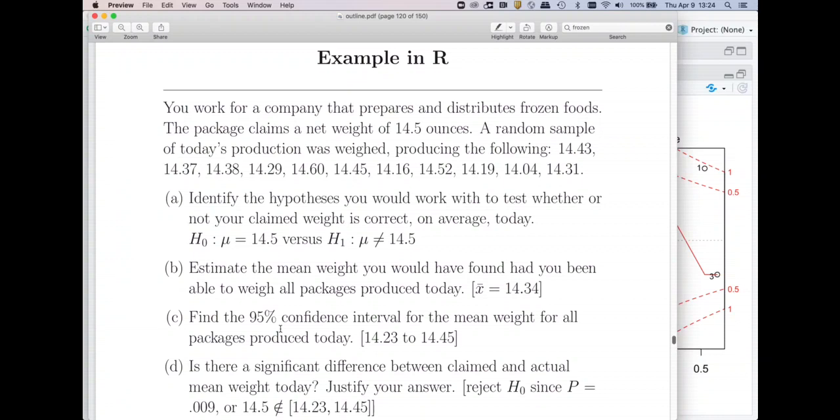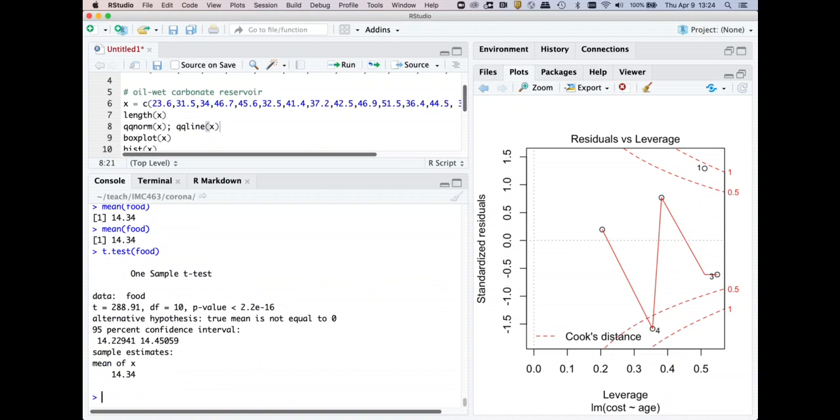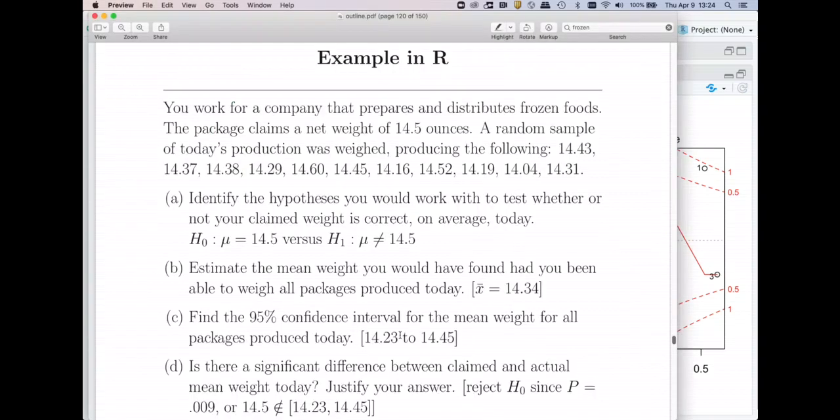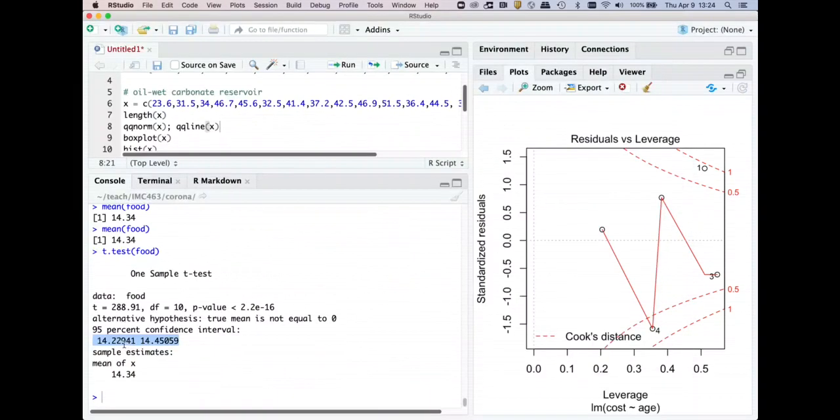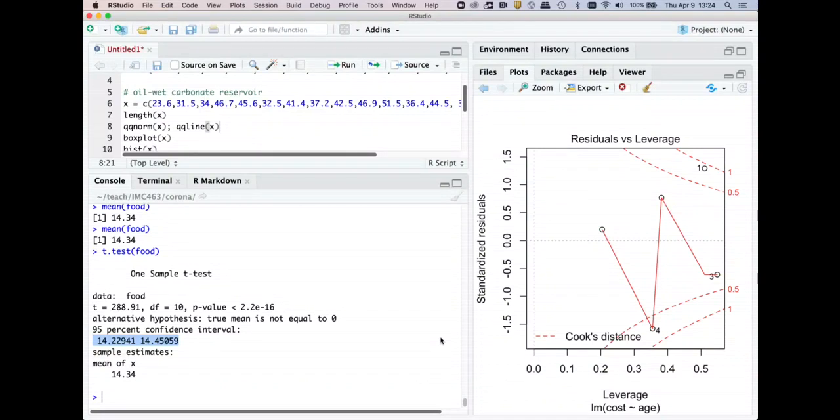So I think the easiest way to do this is with the t.test command. All I do is type t.test(food), and what you'll get is a 95% confidence interval for the mean. It looks like I rounded incorrectly when I looked at that, but it is 14.23 to 14.45, and that's the correct answer. You could do this by hand if you want.